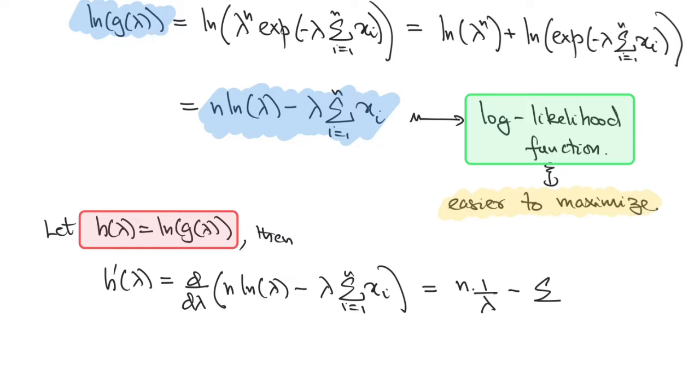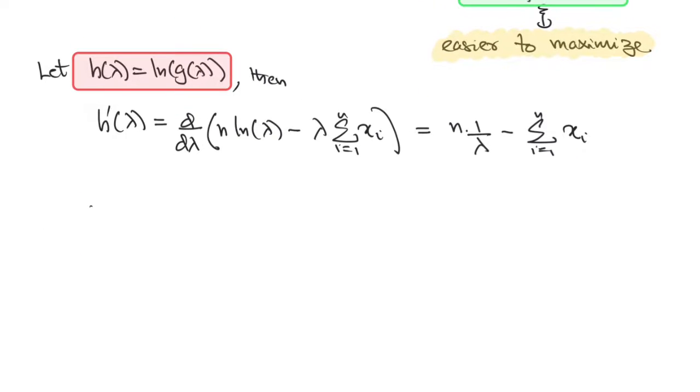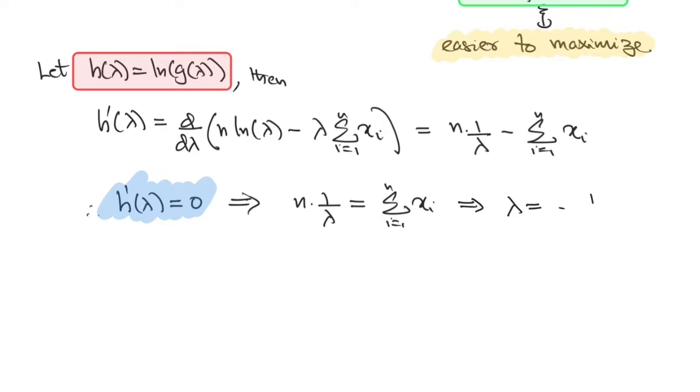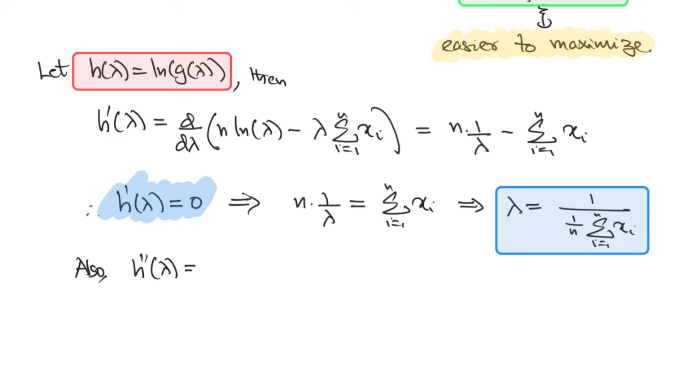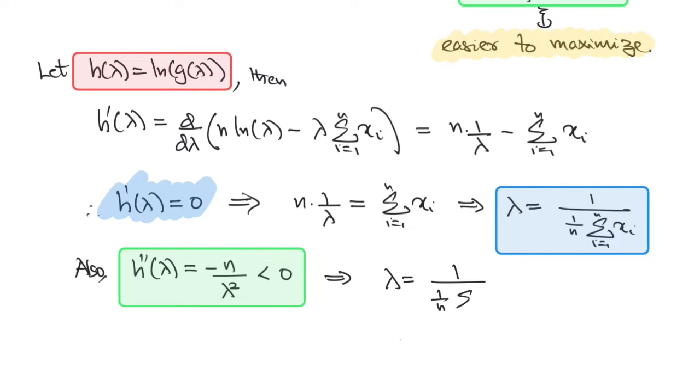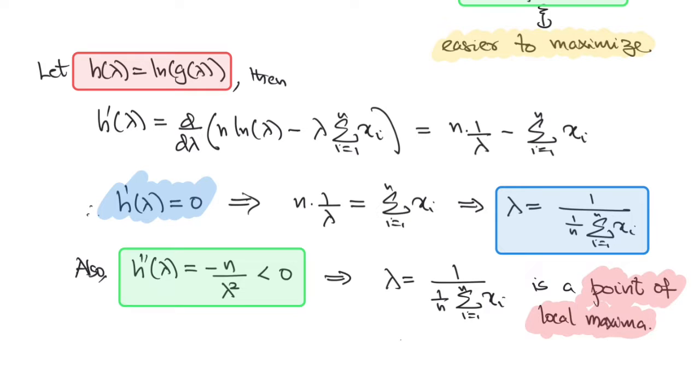We get the following derivative, and if we set the derivative to 0, you notice that the critical value is going to be given by lambda equals 1 over n times summation xi. You can also check that the second derivative of h lambda is going to be negative n over lambda squared, which is always negative, which tells us using the second derivative test that lambda equals 1 over n times summation xi is going to be a point of local maxima.